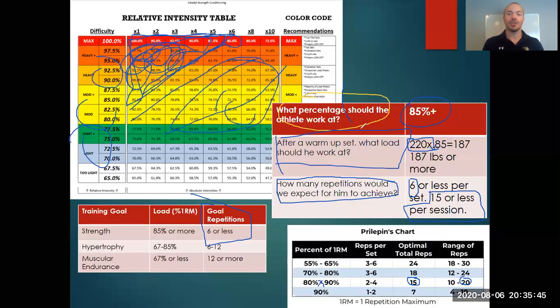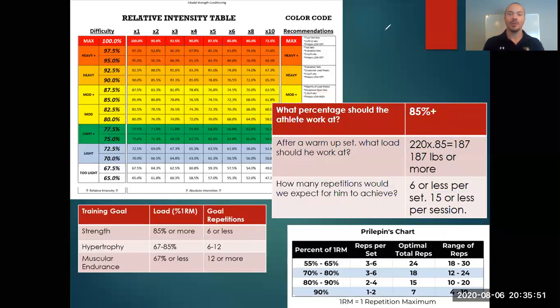So using our charts, this is how we would answer those 3 questions, and how we would logically create some training for ourselves or for our athletes. And again, there's so many ways to skin a cat.